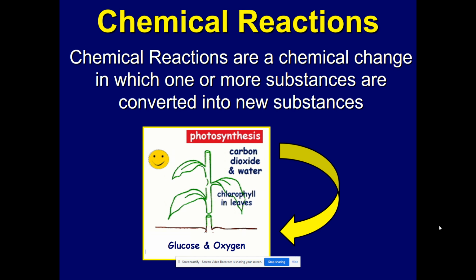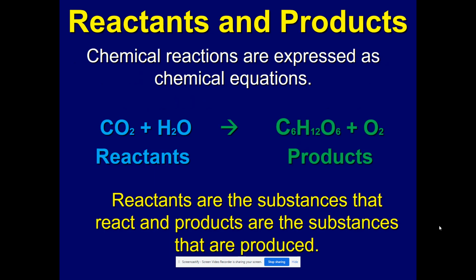So when a chemical reaction takes place, you always end up with a new substance. And that's how you know a chemical reaction actually took place. It wasn't just a physical change. Okay, so with chemical reactions, you have your reactants, and those are your chemicals that are going to react together. And then you have your products, and those are the new substances that are produced during a chemical reaction.